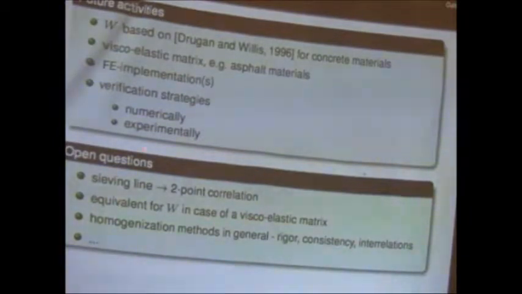This point I already mentioned, that we would like to go for viscoelastic matrices, but there are still a lot of open questions on how this should be done. And homogenization methods in general, I also mentioned this already, in terms of rigor, consistency, and interrelations between, for instance, this polynomial method and effective medium theory. At least I see there a big need of discussions to figure out if these two approaches are even compatible.